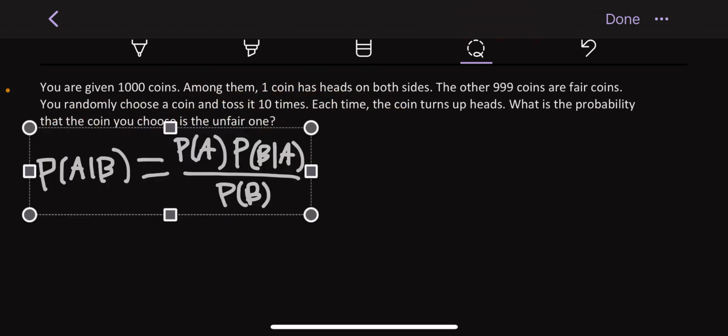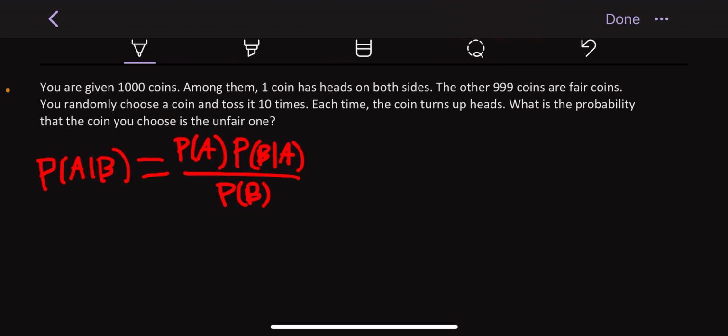Now we have Bayes' rule in mind, and let's take a look at this problem. The problem says that we're given 1,000 coins, and that one of them has heads on both sides, and the other 999 are fair. We choose a coin and toss it 10 times, and we get heads 10 out of 10 times. What's the probability that we chose the unfair one?